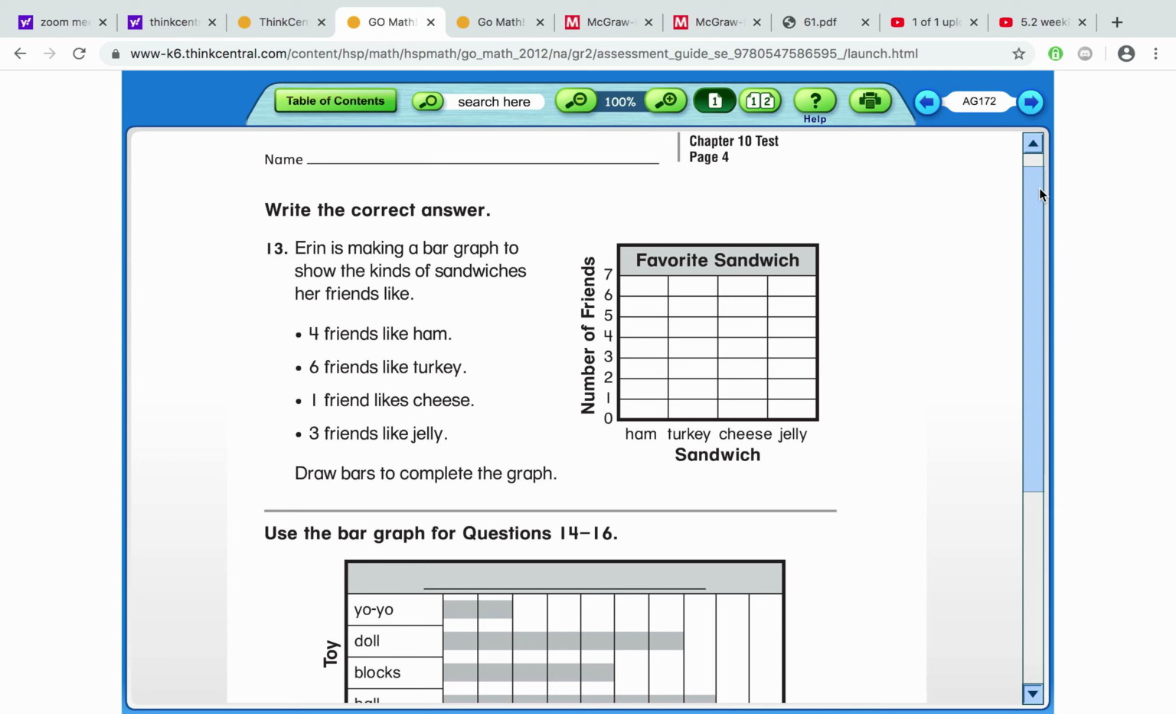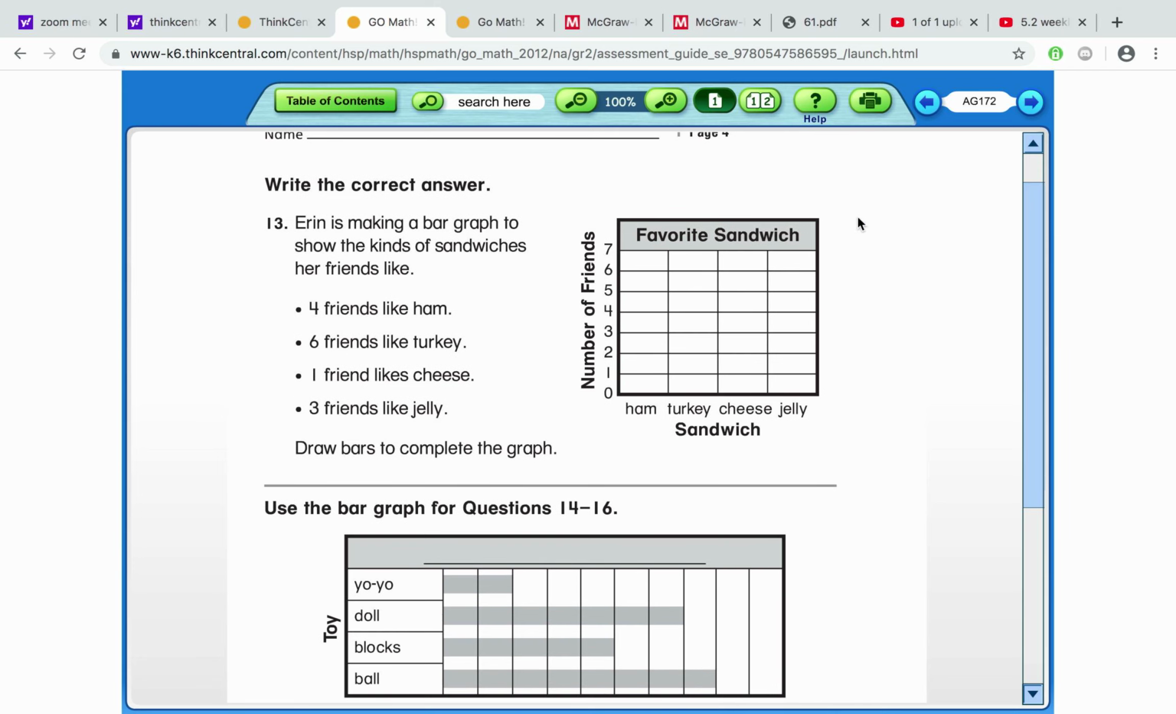So 4 of her friends like ham. 6 of her friends like turkey. 1 friend likes a cheese sandwich. That's interesting. And 3 friends like jelly sandwich without peanut butter. That's interesting too. We're going to draw bars to complete the graph. So 4 friends for ham.